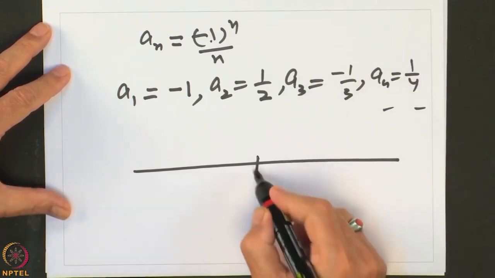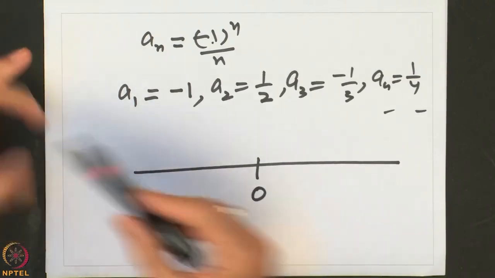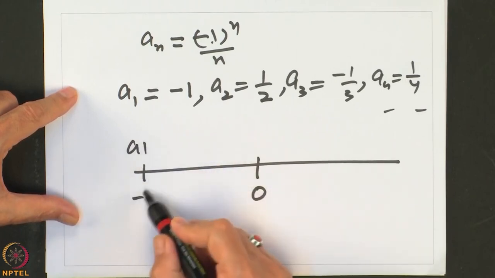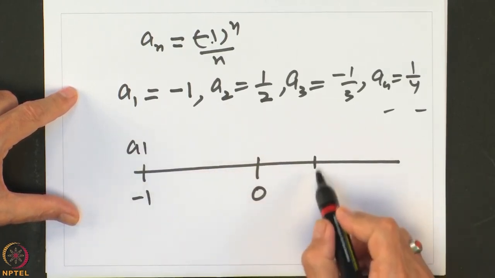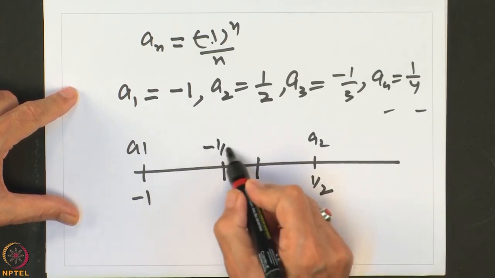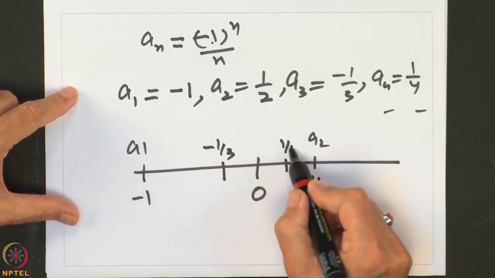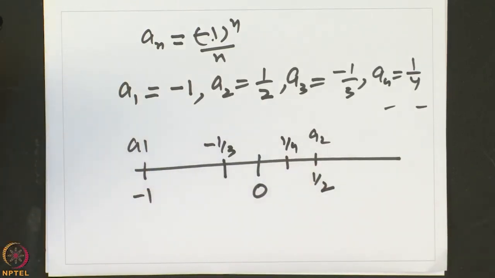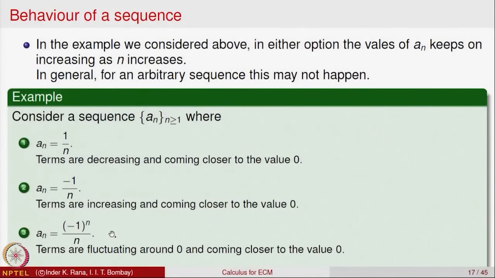So, let us look at, so this is the point 0, right? And this a 1 is minus 1. What is a 2? A 2 is 1 by 2. What is a 3? Minus 1 by 3. What is a 4? 1 by 4. So, again we observe that this sequence is neither increasing nor decreasing, it is fluctuating. Alternately it is becoming positive and negative, but still it is coming closer to 0.